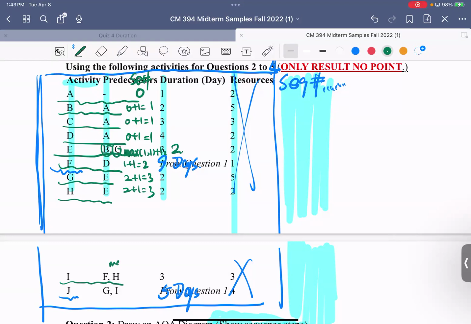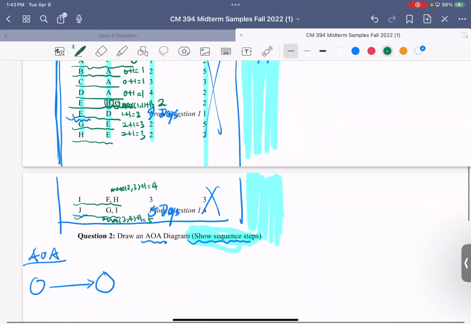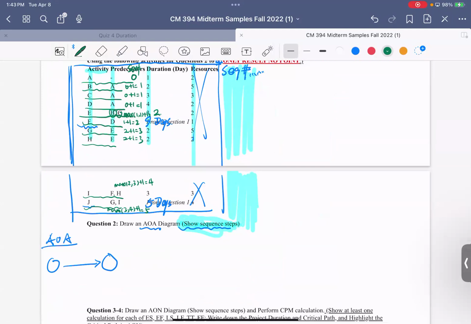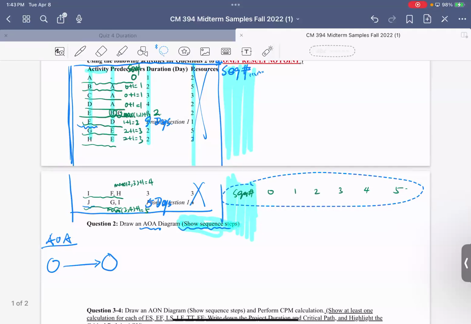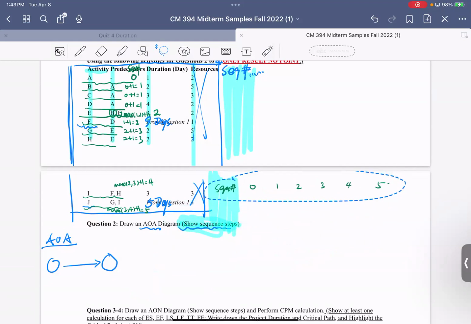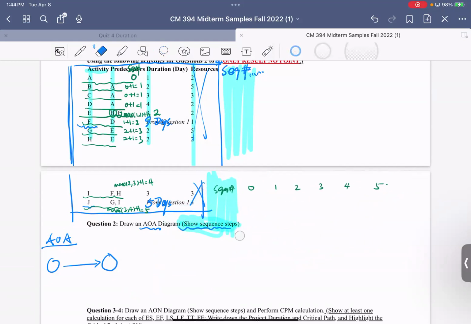And the I here is the maximum from F. F is 2, H is 3, plus 1, you get a 4. And the J here is the maximum from 3 and 4, plus 1, you get a 5. Okay, so the maximum sequence number is 5. So we have the maximum sequence number of 5, then we go with sequence numbers 0, 1, 2, 3, 4, 5. You can use your own paper, you can move it to here or wherever you prefer, okay? It doesn't really matter.